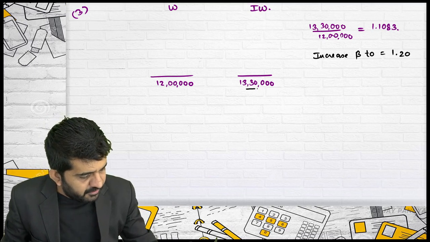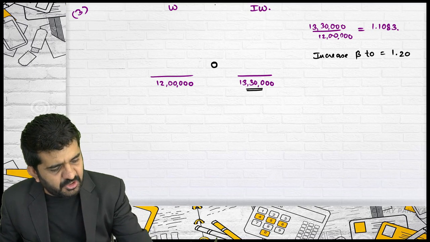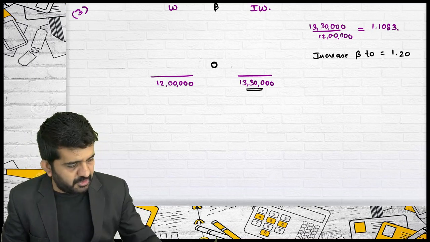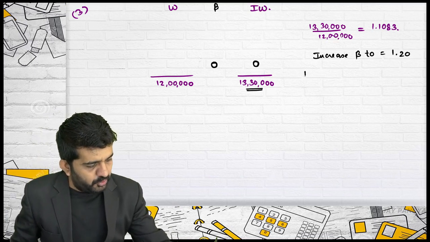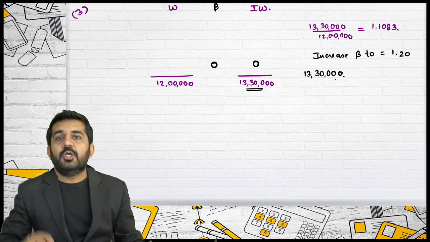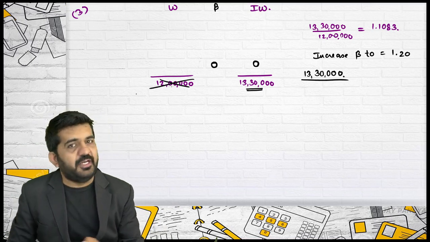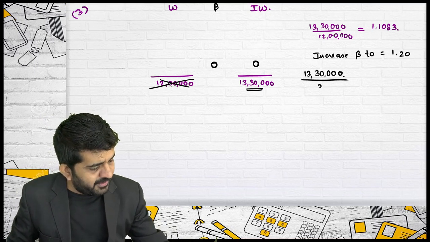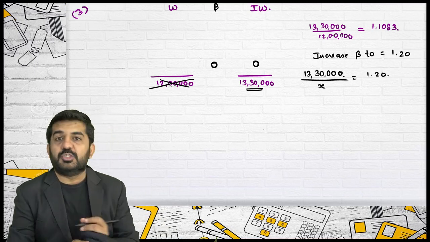This figure I will keep the same, and the additional security which I am introducing will have a beta of 0. If this is 0, this is sigma IW, this will remain 0. So my numerator will remain 13,30,000. What should be the denominator? 12 lakh should not be the denominator, otherwise the answer will be 1.1083. What should be the denominator so that the answer is 1.20?